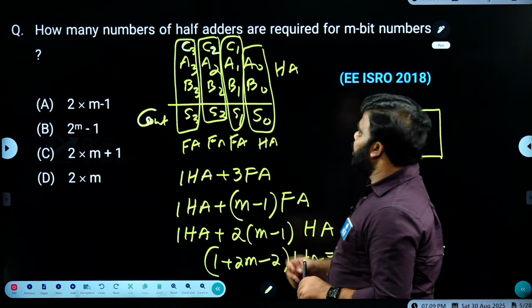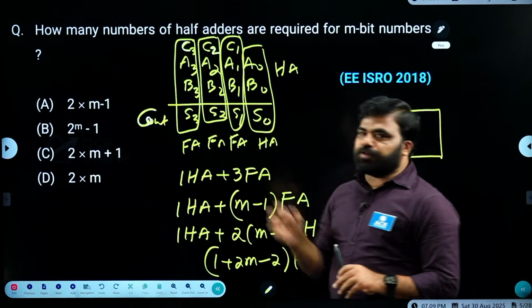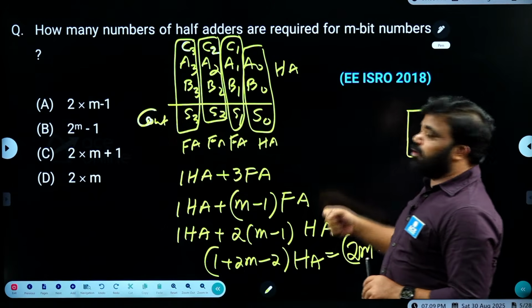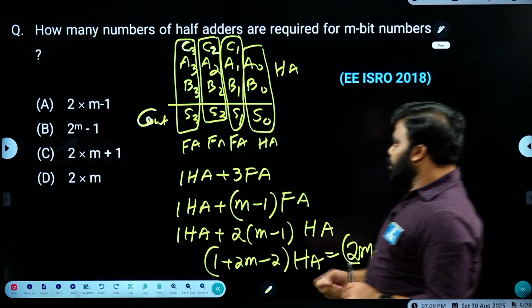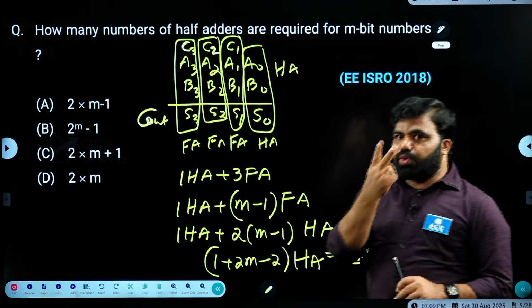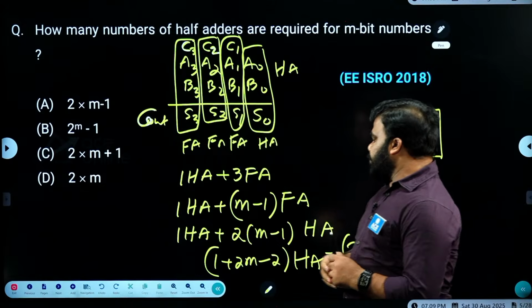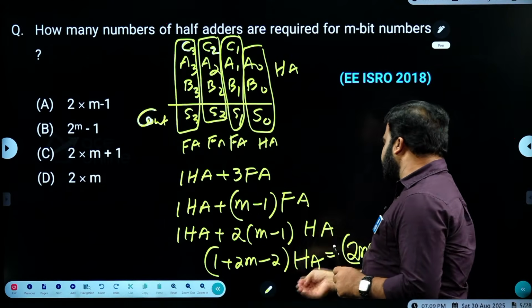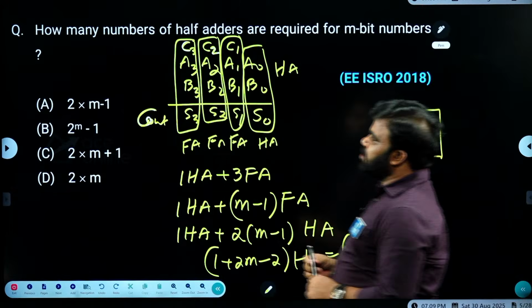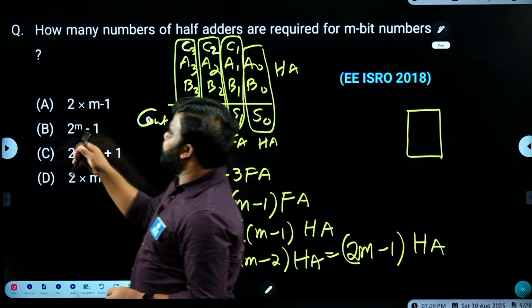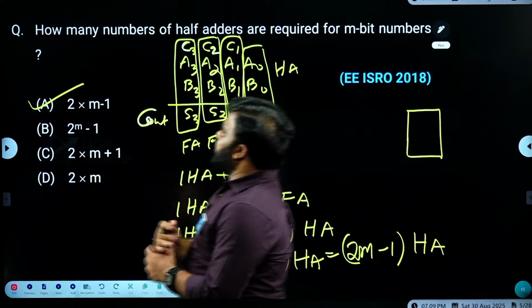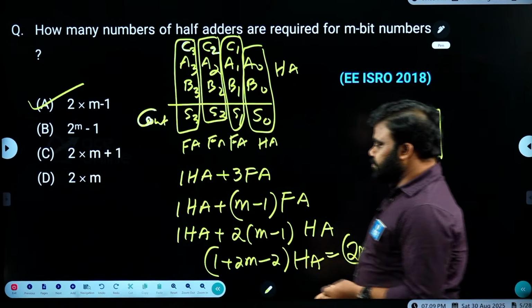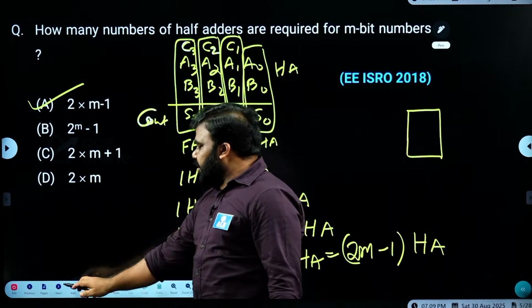So, what is it here? 1 half adder and m minus 1 full adders are required to implement an m-bit adder optimally. Each full adder requires 2 half adders. Obviously, 1 half adder plus 2m minus 2 half adders is finally 2m minus 1 half adders required. Option is A. It is an optimal implementation. Let us see the next question.